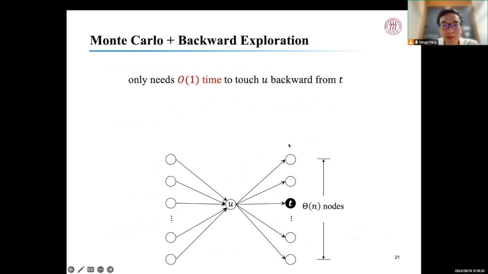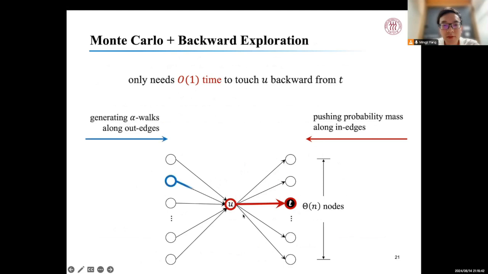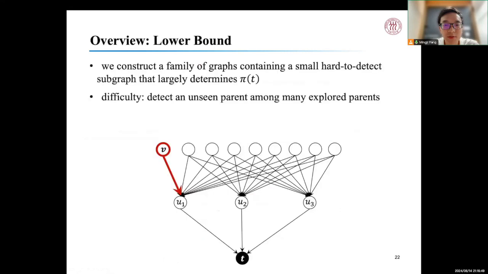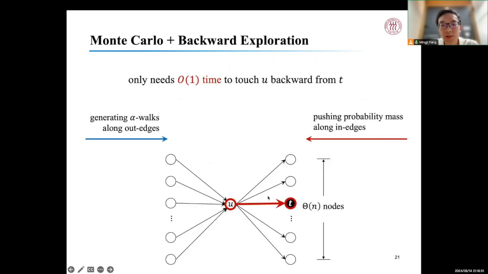However, as you can see in this graph, you can simply travel backward from t to find the intermediate node u. In this way, the goal of the Monte Carlo sampling switches from touching the target node t to touching the intermediate node u, so that the variance of the estimator can be dramatically reduced.